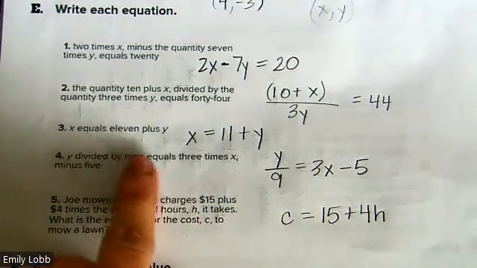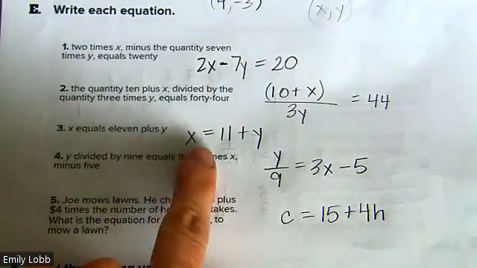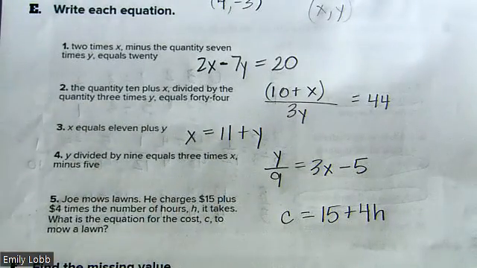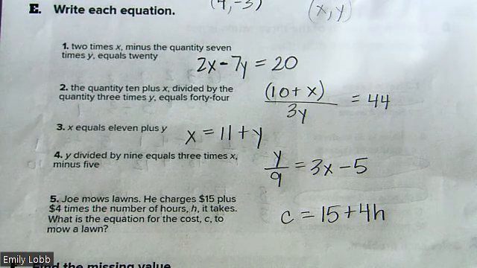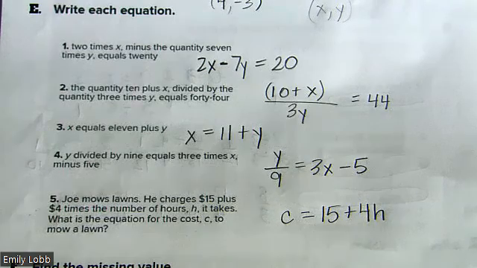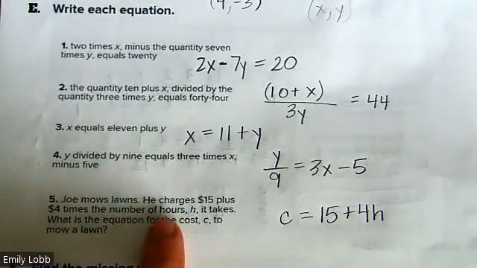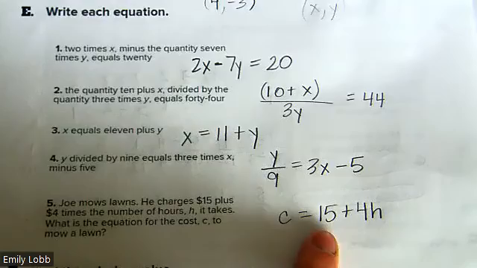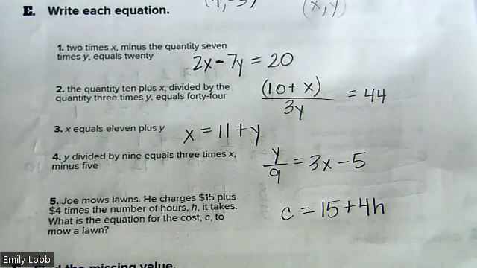This one's very straightforward. Just write down what you're hearing. X equals 11 plus y. Y, be careful, make sure you use your fraction bar for divided by 9 equals 3 times x. So you write 3x minus 5 was straightforward. And then if Joe mowed lawns, he charged $15 plus 4 times the number of hours. That's how we found our cost.